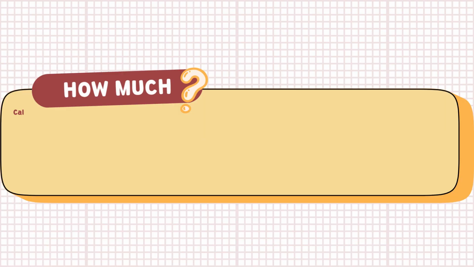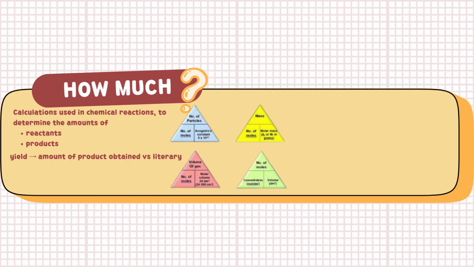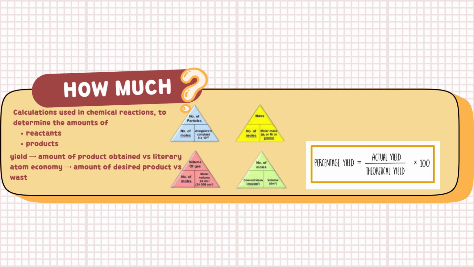This section is all about calculations in chemical reactions. We use stoichiometry to determine the amounts of reactants and products. You'll often use formulas involving moles, mass, volume, and concentration, which are shown in the triangle diagrams in the poster. Two important concepts are percentage yield equals actual yield divided by theoretical yield times 100. This tells us how efficient a reaction was.